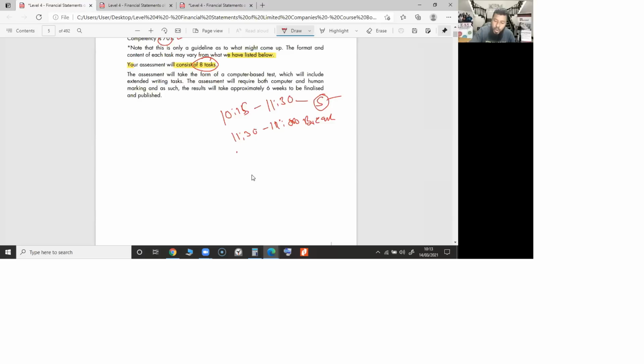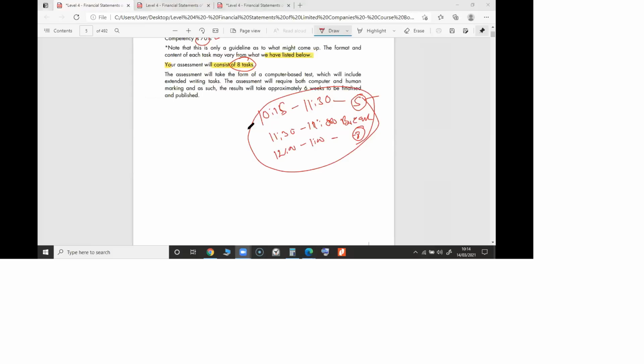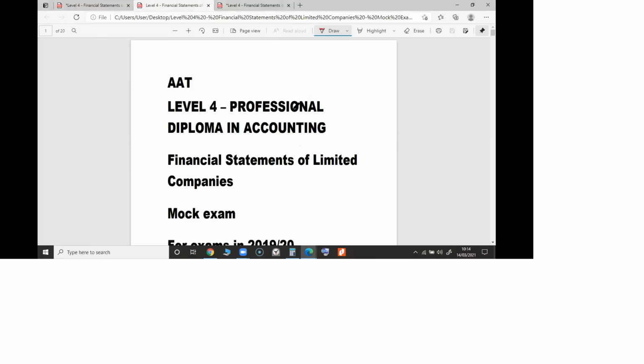And then 12 till 1 o'clock is the rest of all the other tasks, 8 tasks we're going to do. Okay, that's great. And with that note, if you have already printed that out, you can keep it with you. If it is not, I'm going to share the screen anyway. The screen is shared here with you.